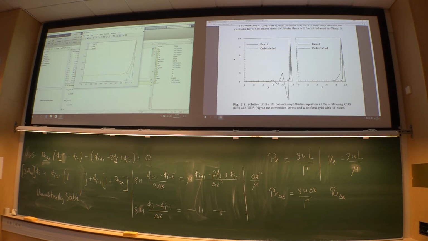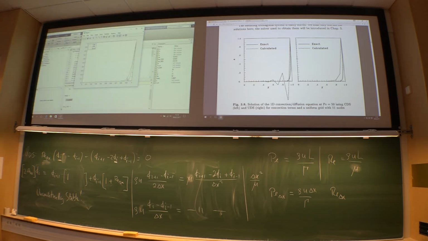Still not so good. It tends to go negative here, but still you see the cell Reynolds number is 2.5. We have still violated the criteria, so we need more cells. 31 then. Then we're talking. So now the correct solution and the central scheme are indeed very, very close. My cell Reynolds number is now 1.67. So now we are good to go.